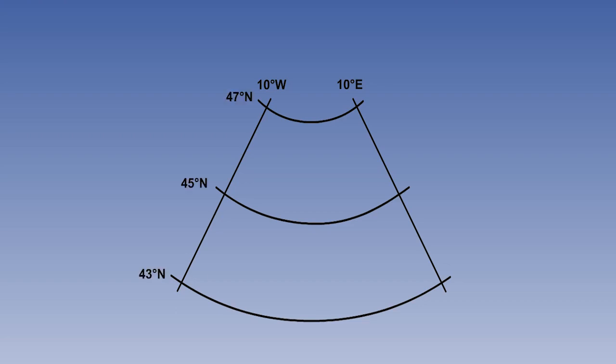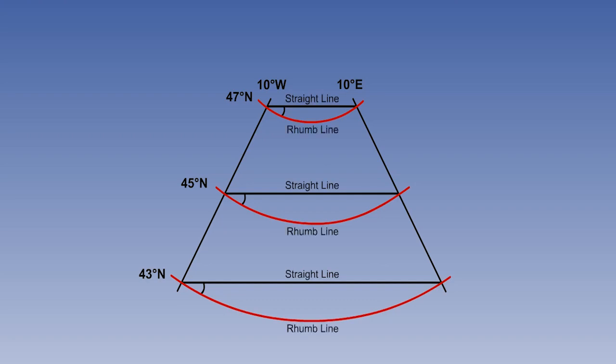Now consider three different latitudes, say 47 north, 45 north, and 43 north. The parallel of origin will be 45 north. Draw straight lines joining the meridians at these latitudes.